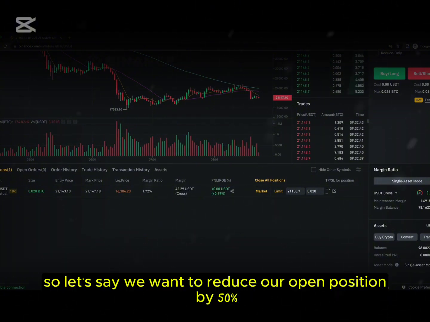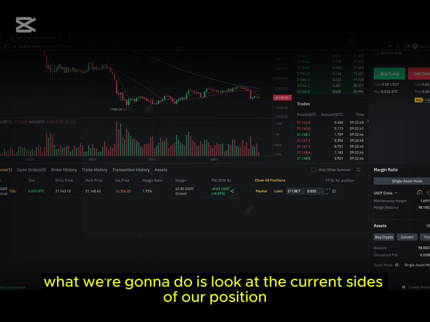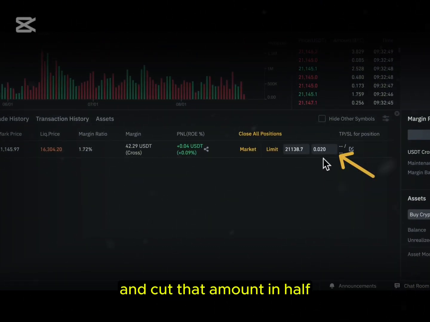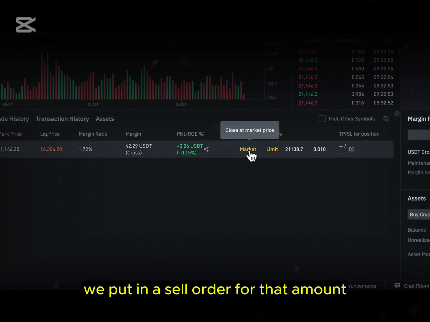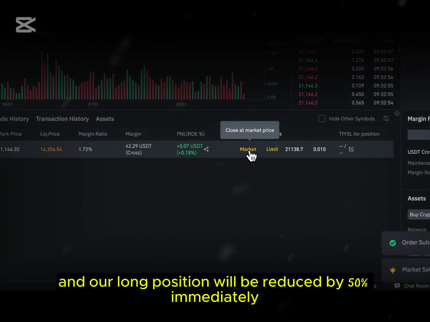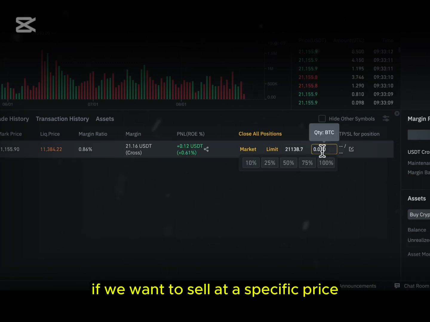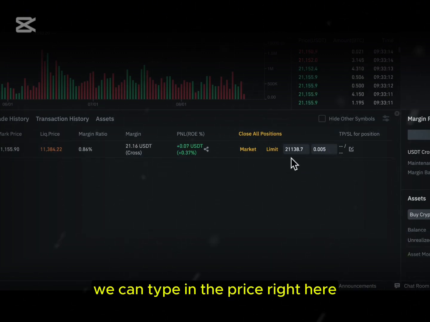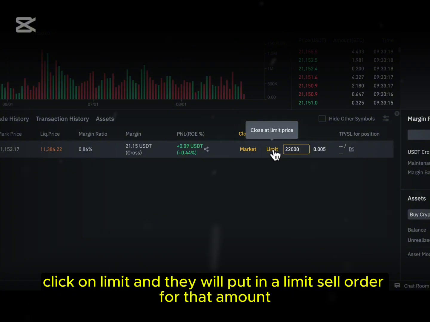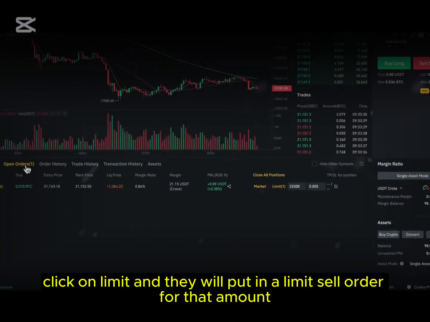So let's say we want to reduce our open position by 50%. What we're going to do is look at the current size of our position and cut that amount in half. Then, when we click on Market, we put in a sell order for that amount, and our long position will be reduced by 50% immediately. If we want to sell at a specific price, we can type in the price right here. Click on Limit, and they will put in a limit sell order for that amount.